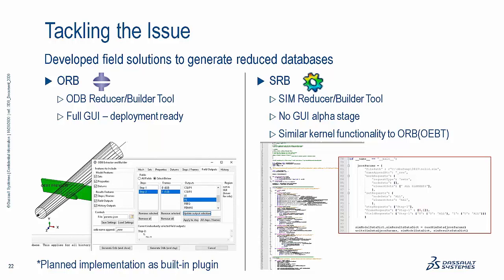And there's also an alpha stage tool for SIM databases, which is going to be the SIM Reducer Builder tool. It's got no user interface at this point, but it does have similar kernel functionality to the ORB. So as we move forward, I expect that to be built out to be utilized for SIM databases as well.